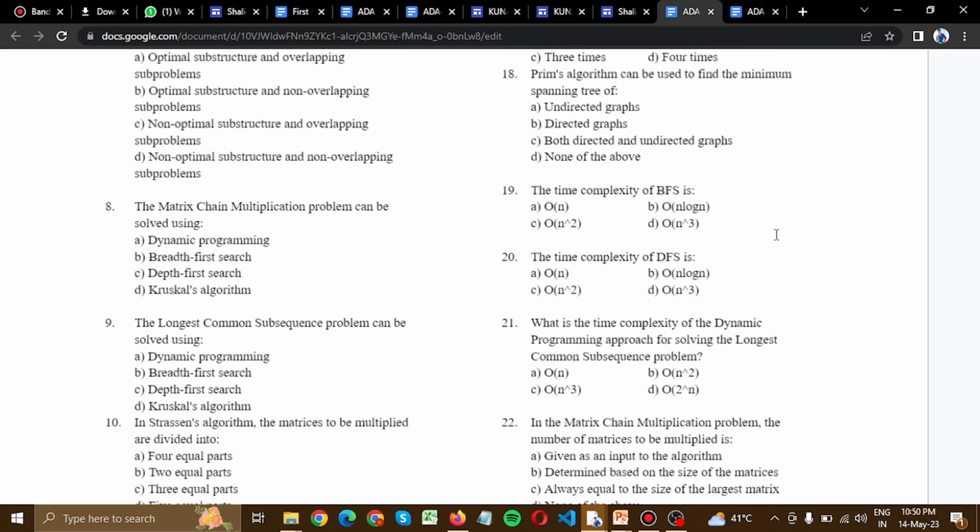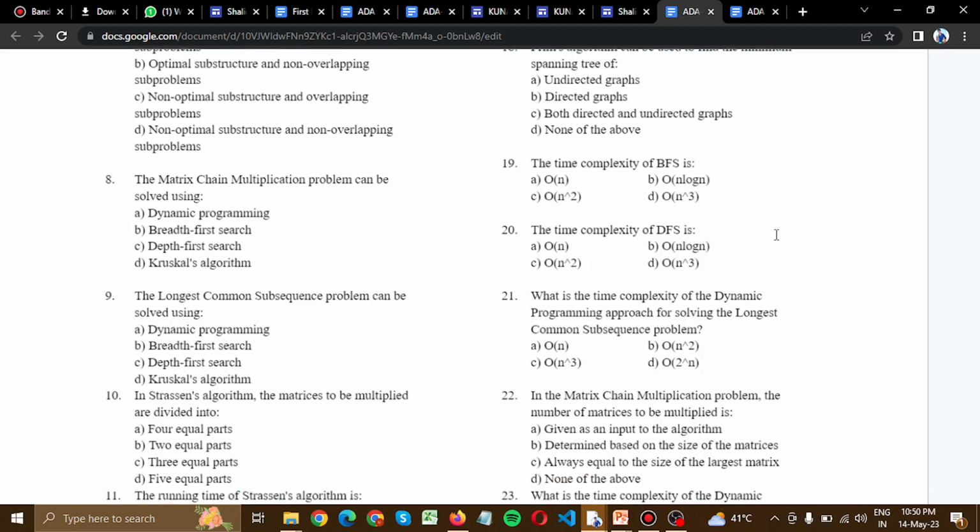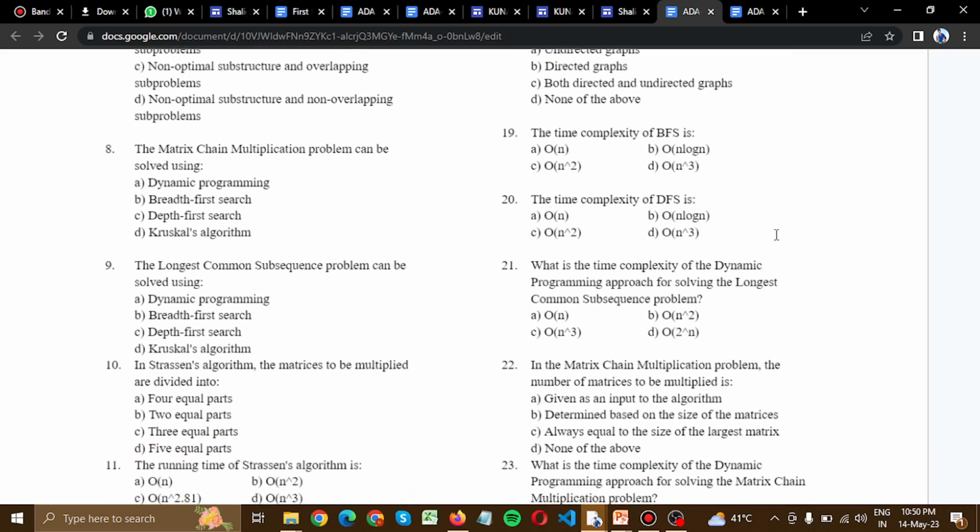Now question number 19. The time complexity of BFS is. So the time complexity of BFS is O(n), that is option A. Now question number 20. The time complexity of DFS is. So the correct option is A, that is big O(n).